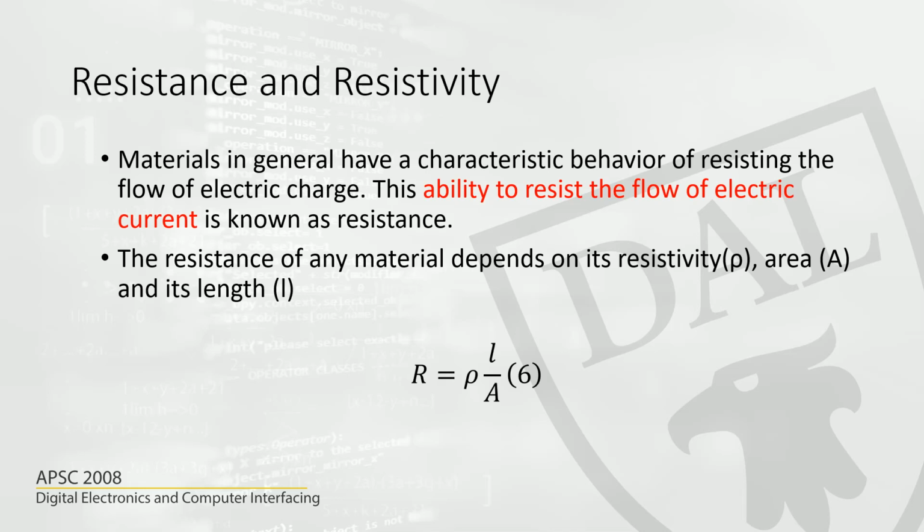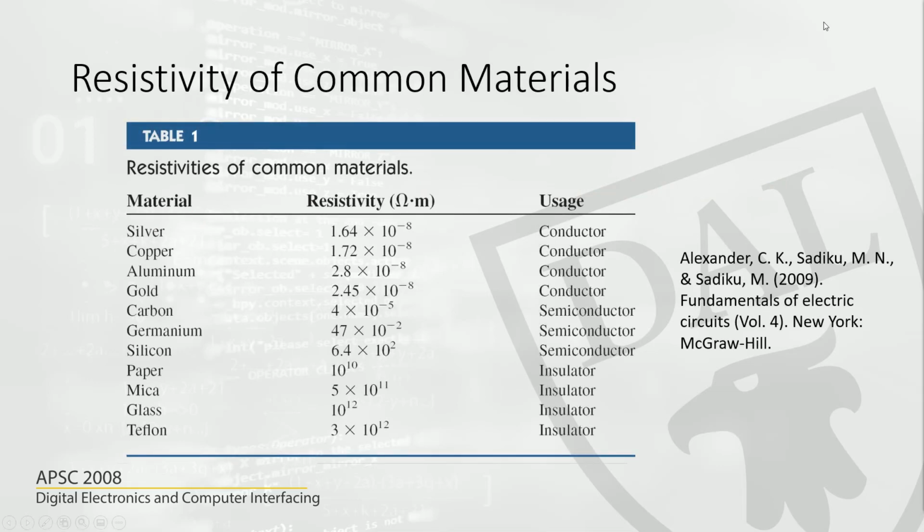So resistance of any material is dependent on its resistivity, area, and its length. So resistance is equal to rho, which is a Greek letter. Rho is the resistivity of the material, times the length of the material, divided by the cross-sectional area of the material. So here we have a list of resistivity of common materials.